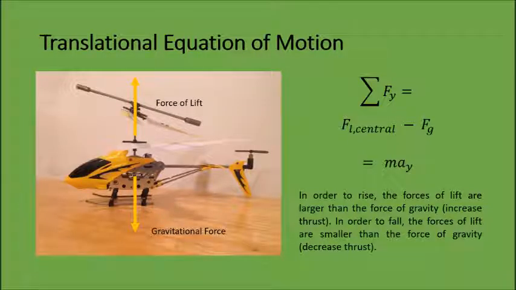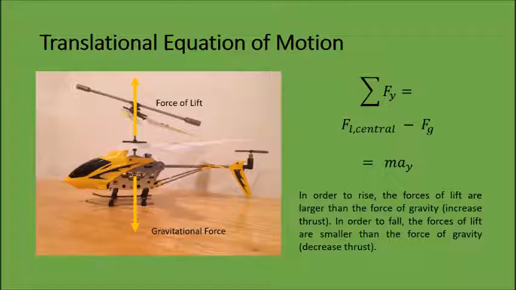For the translational equations of motion, we have the sum of the forces in the up, or the y direction, is equal to the combined force of lift due to the central rotors minus the gravitational force due to the mass of the helicopter, is equal to that mass times the total acceleration in the y direction.